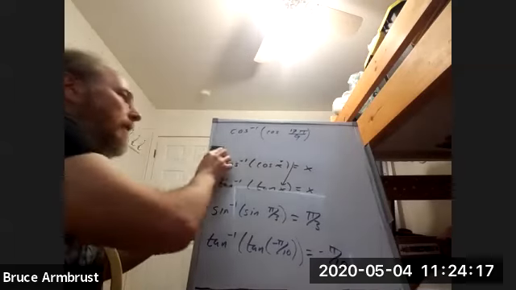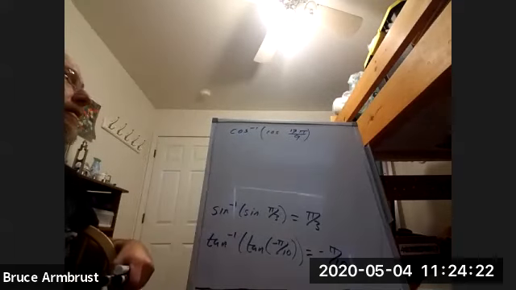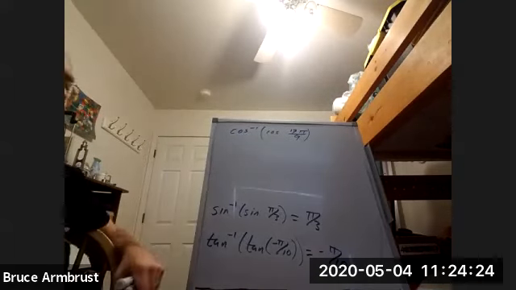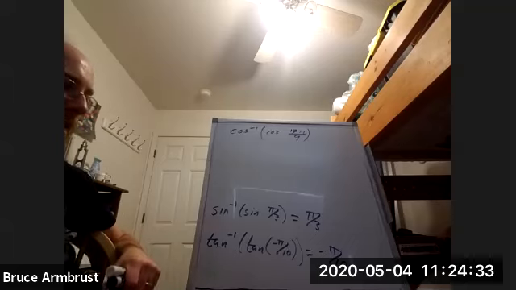Okay, so here's what we have to do. We actually have to think about where else do we get the same cosine value? What other angles give us the same cosine value? And then we just have to figure out which one of those will be between 0 and pi.